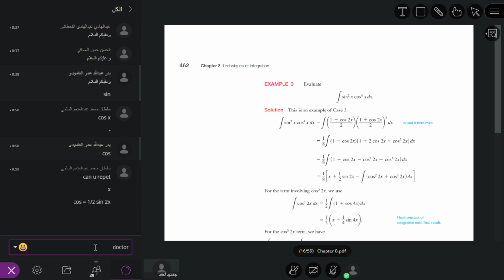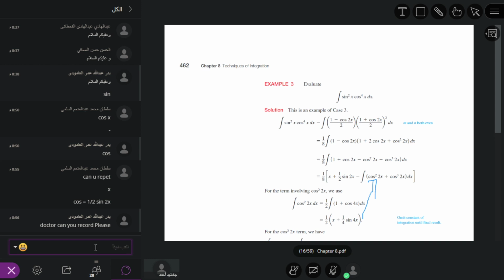So thus, 1 by 2 x plus 1 over 4 sine 4x. We will use this here in the integral. Now for cosine power 3 of 2x, how can we solve this? We use the second method. We split one cosine 2x from cosine power 3 of 2x and write it at the end.